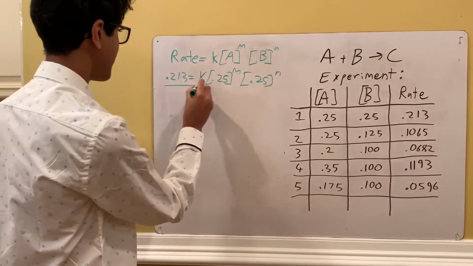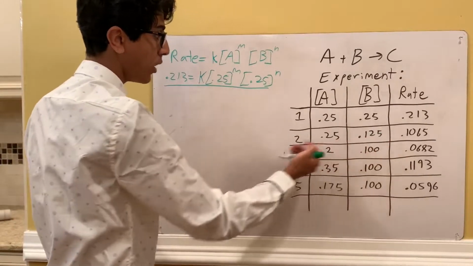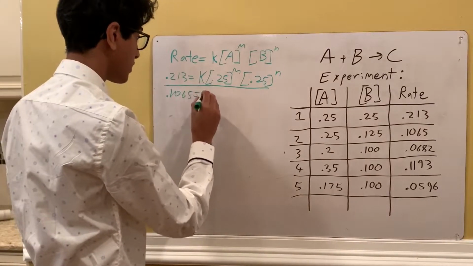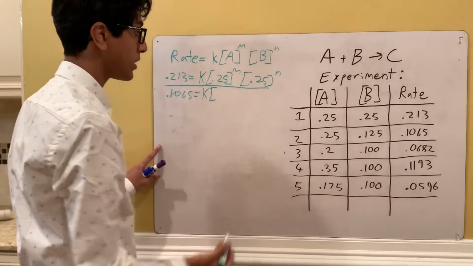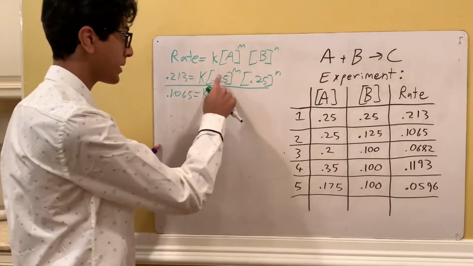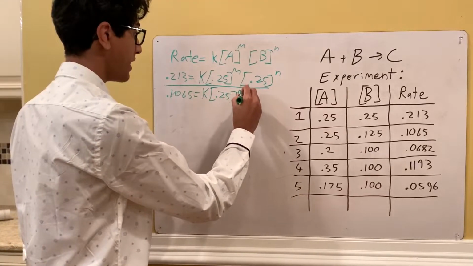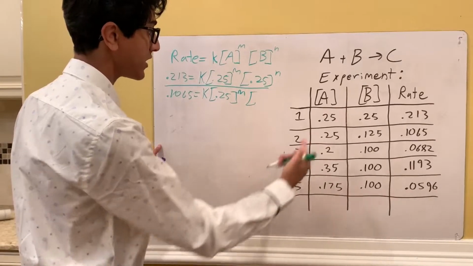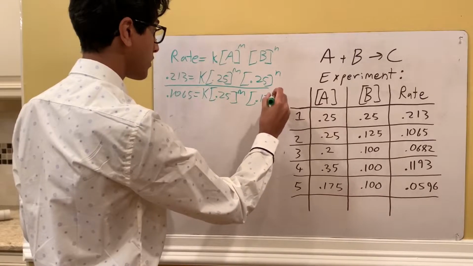So let's divide by trial 2. The rate is 0.1065, and then K is a rate constant, multiplied by the concentration of A, which is remaining constant, so it will be 0.25, to the M, and then the concentration of B is changing, and that's 0.125, to the N.